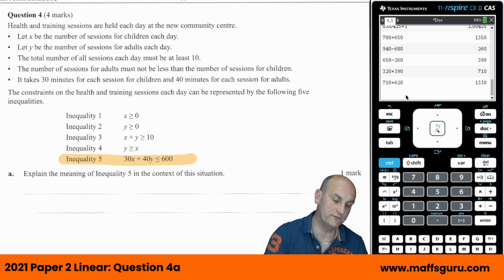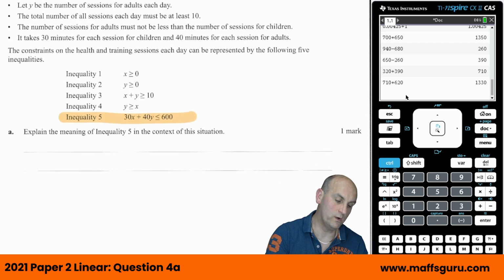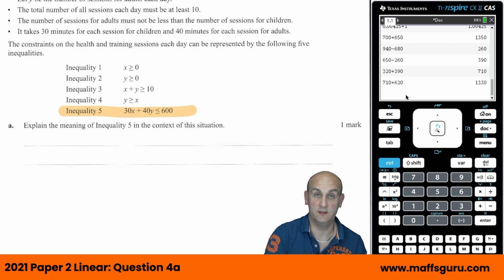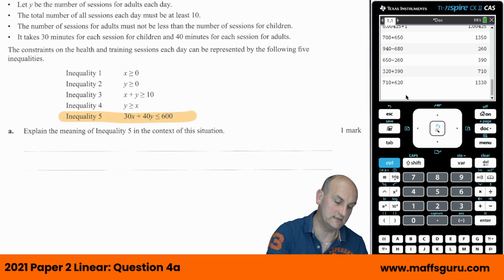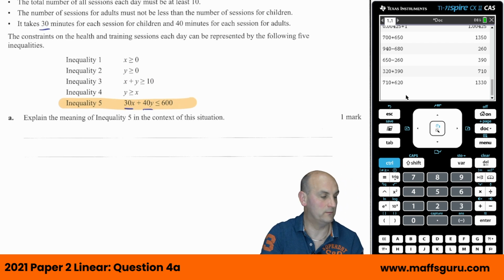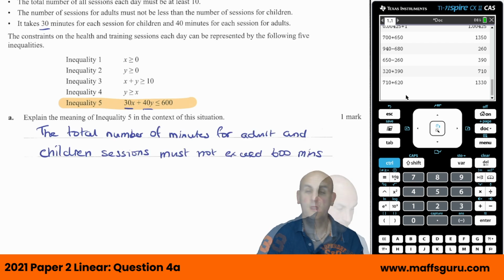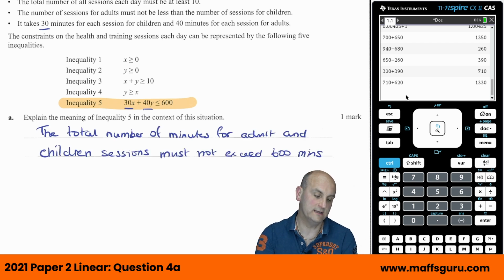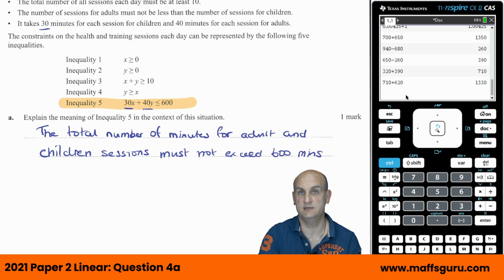Well, X stands for children, Y stands for adults, and 600 is going to be the number of minutes. Because it's talking about this 30 and 40, because we got a multiplier of 30 and 40, it's talking about the number of minutes. So I suggested the total number of adult and children sessions must not exceed 600 minutes.